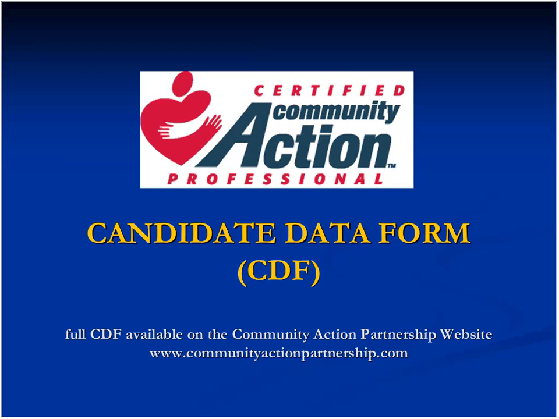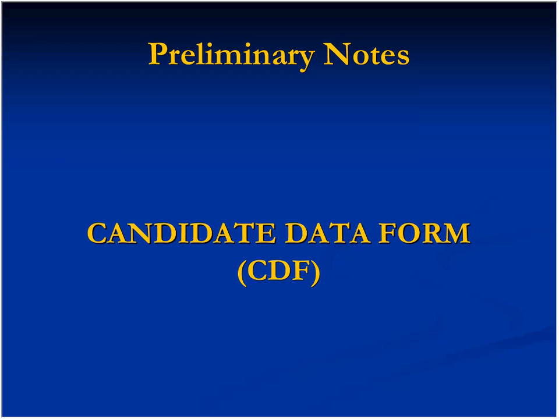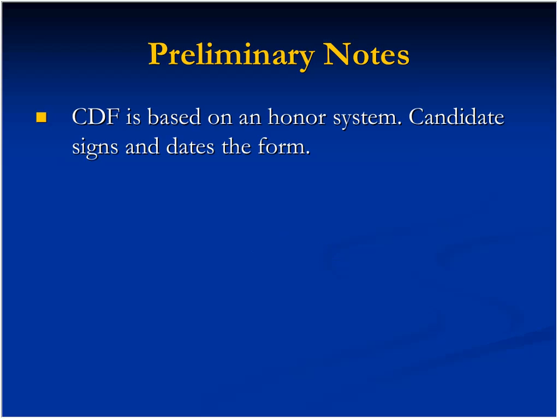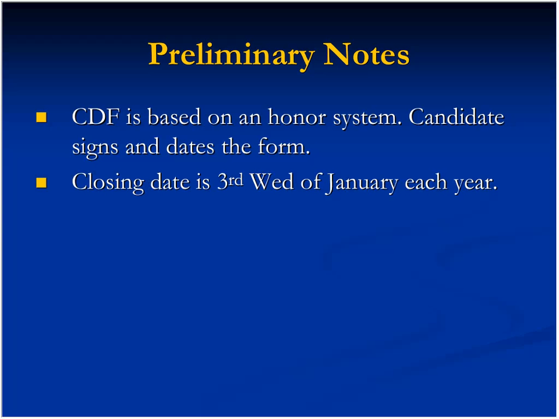Let's look at the candidate data form in a generic sense, some preliminary notes. It's based on an honor system. You sign and date the form, and you sign the Code of Ethics. That's why we use an honor system. The closing date is the 3rd Wednesday of January each year. Let me explain that in a little bit more detail.